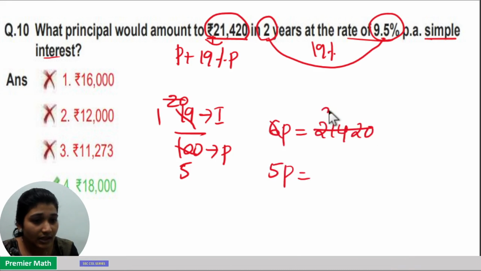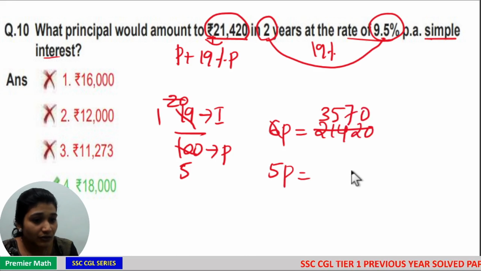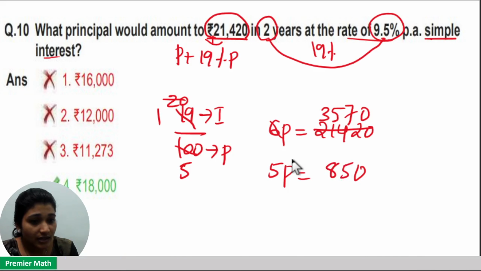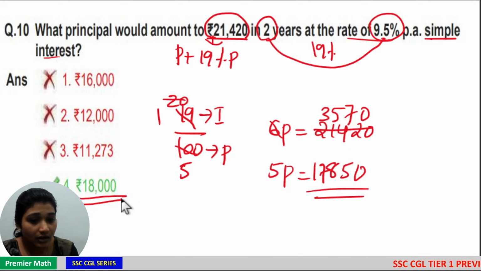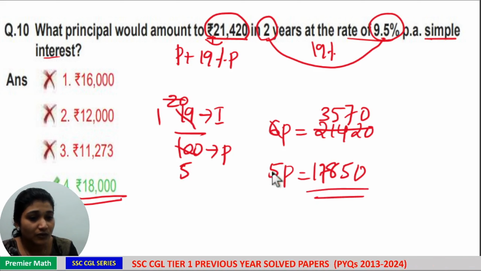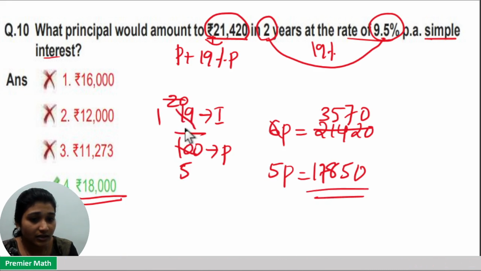6 goes 3 times in 21 and 5 times in 30 and 7 times in 42 and here 0. 5 into 3570 means 5 into 0, 0, 5 into 7, 35. 5 5s are 25 plus 3, 28 and 5 3s are 15 plus 2, 17. So 17,850 is nearest to 18,000. It's because I'm taking 20 percentage. The difference is because I have taken interest as 20 percentage.